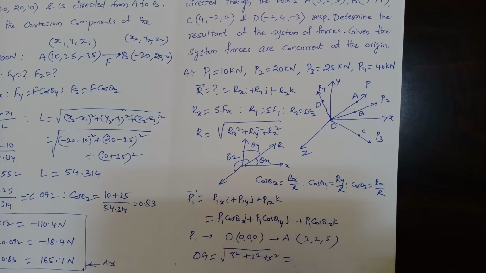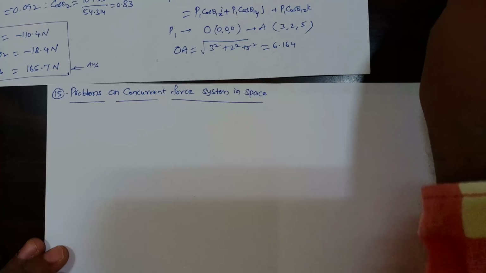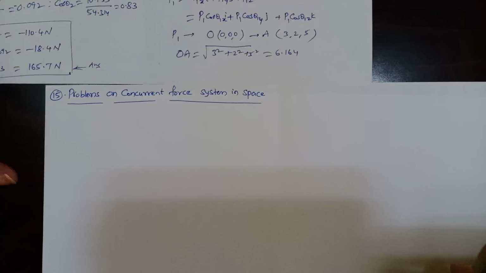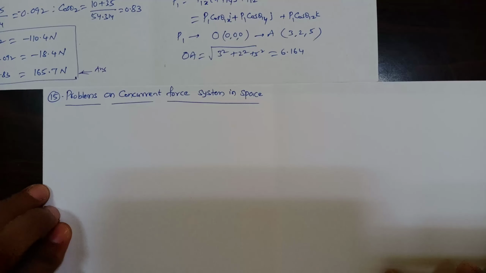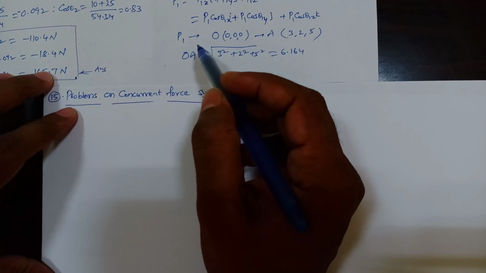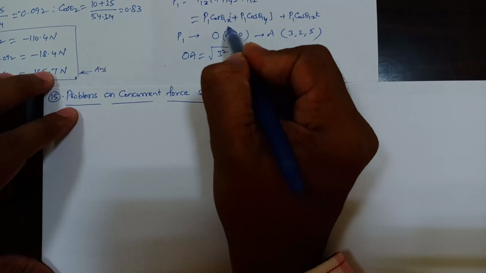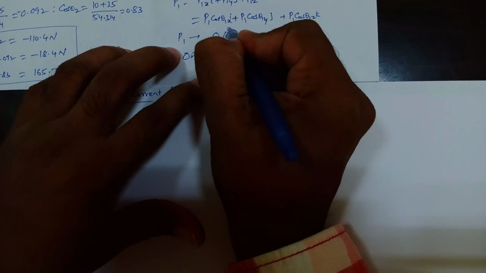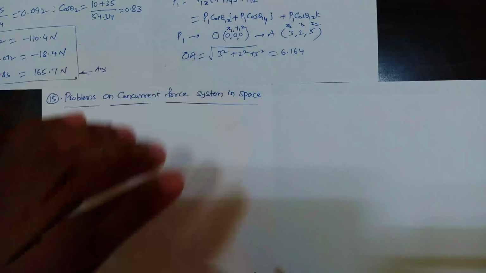So we get this value equal to 6.164. So now OA is 6.164, and this force P1 is acting from the origin and passing through point A. So the origin will become x1, y1, z1, and point A will become x2, y2, z2.